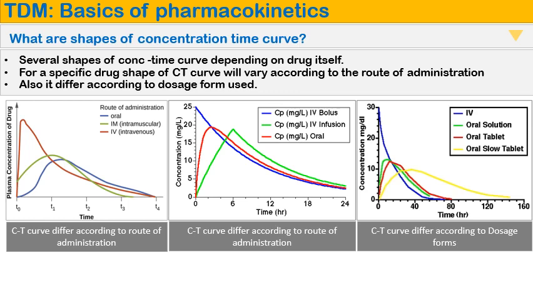The oral slow tablet, as its name indicates, is intended for slow release, so there is a lag time larger than the other routes, and the curve is bent toward the right due to slow absorption and then slow elimination. So these are the different curve shapes according to the route and method of administration.